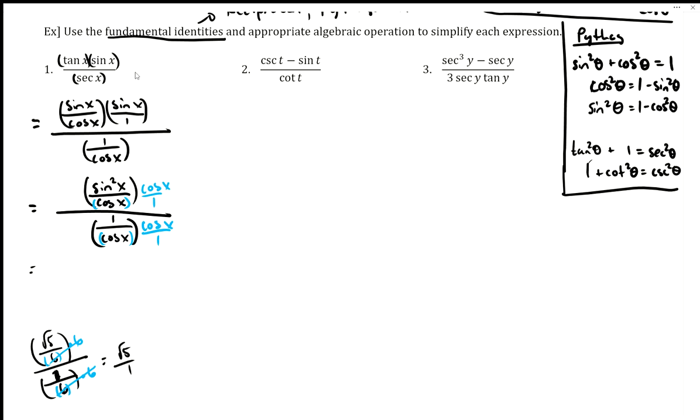All right, and now that we've done that, this cosine of x and that cosine of x cancel. And then this cosine of x and that cosine of x cancel. So we're left with, let's show this the long way, sine squared of x over 1 divided by 1 over 1. And we don't really need to see all those 1's in denominators. So our final answer is sine squared of x.